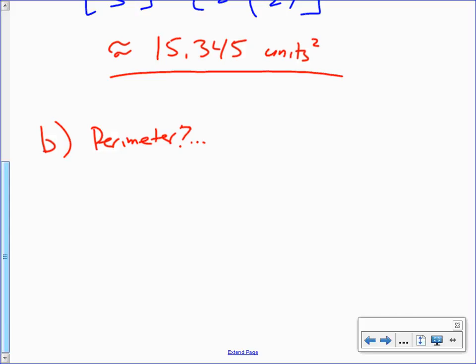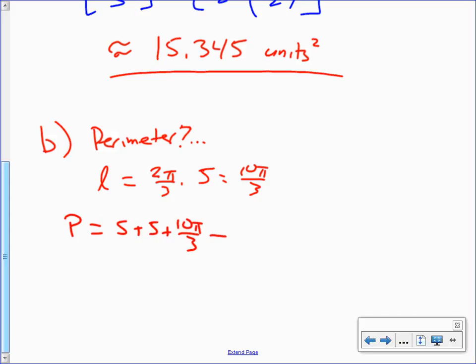Did we get 24.47? Good. How did you do that? You have to find L first. Exactly. So L is going to be 2 pi over 3 times 5, which is 10 pi over 3. So your perimeter is going to be 5 plus 5 plus 10 pi over 3, which is about 20.47 units.